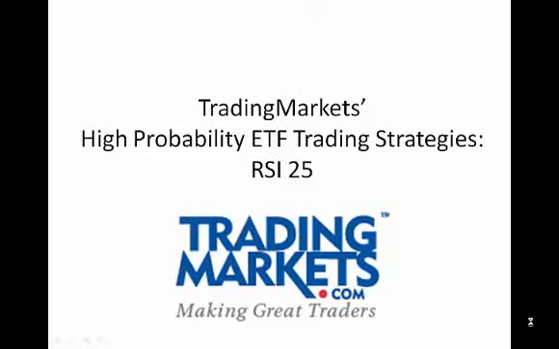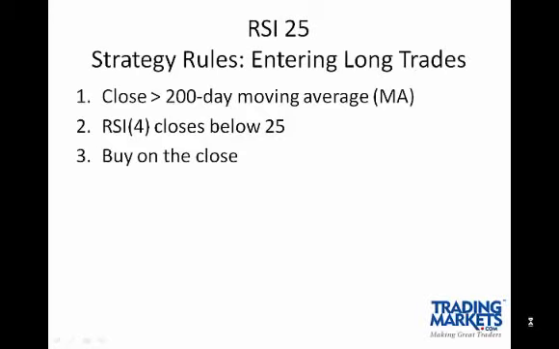In this presentation, we'll be covering the rules and showing test results for the trading market's high probability ETF trading strategy known as RSI 25. RSI 25 is a long trading strategy, and it's built on the RSI indicator. In particular, we're using the 4-period RSI, RSI being the well-known relative strength index.